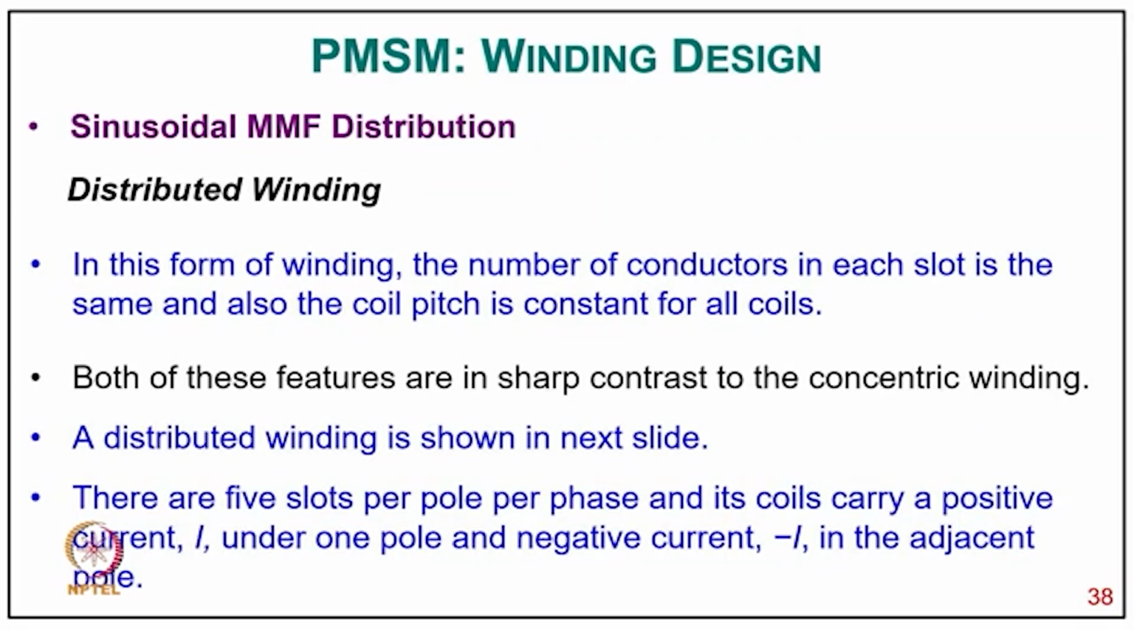Now coming to distributed winding. In this form of winding, the number of conductors in each slot is the same, and the coil pitch is also constant for all the coils. Both of these features are in sharp contrast to the concentric winding. Distributed winding is shown in the next slide. There are 5 slots per pole per phase, and its coil carries a positive current I under one pole and negative current minus I in the adjacent pole.